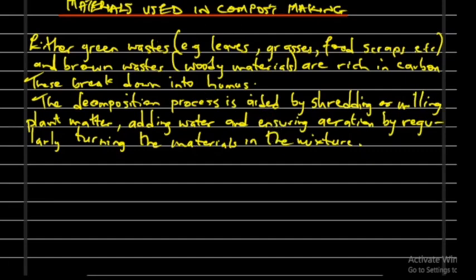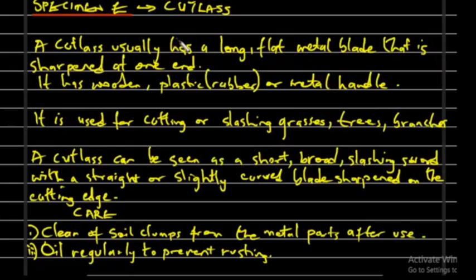So we move to the next specimen now, which is specimen E, the cutlass. A cutlass is usually a long flat metal blade that is sharpened at one end. It has a wooden, plastic, rubber or even metal handle, and it is used for cutting or slashing grasses, trees, branches, etc. A cutlass can be seen as a short, broad slashing sword with a straight or slightly curved blade sharpened on the cutting edge.